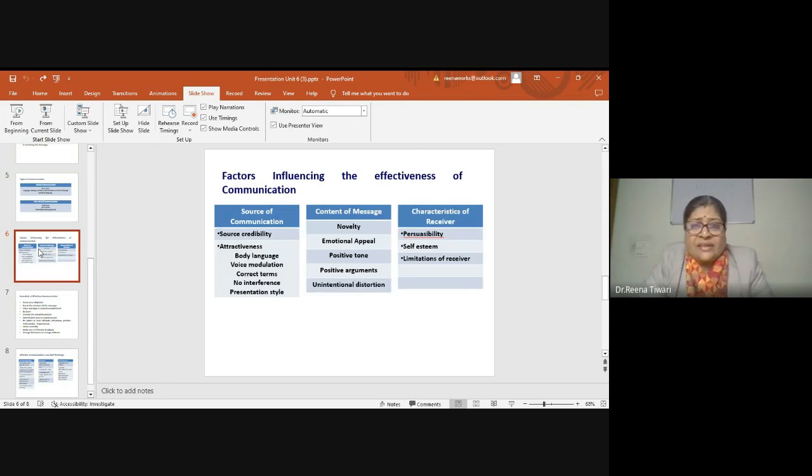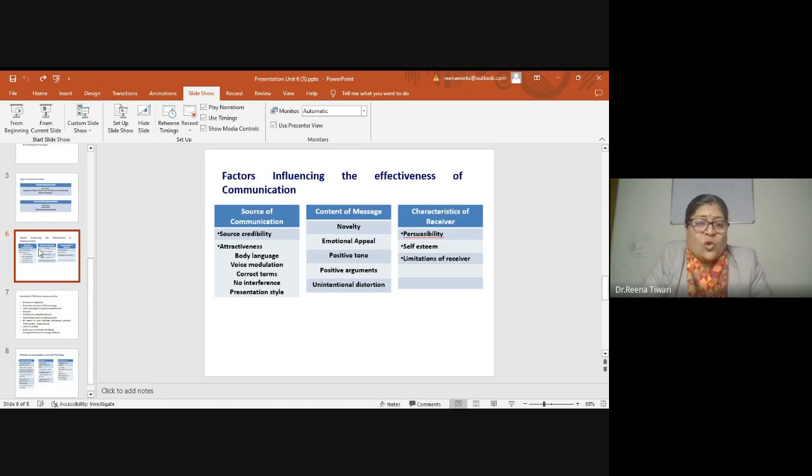There are different factors which influence the effectiveness of communication. We have already talked about three things: how to communicate, what to communicate, and what should be expected. In the same way, whether the communication will be effective or not depends upon different things. The basic factors we can talk about: one is the source of the communication, from where the message is coming.